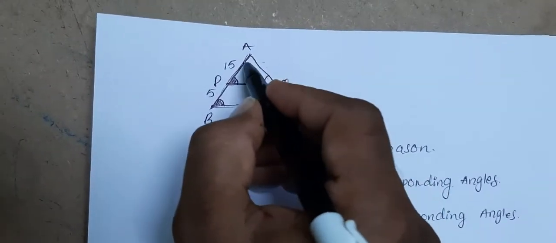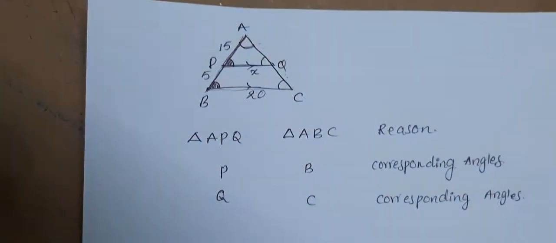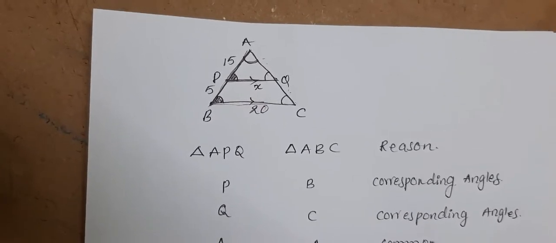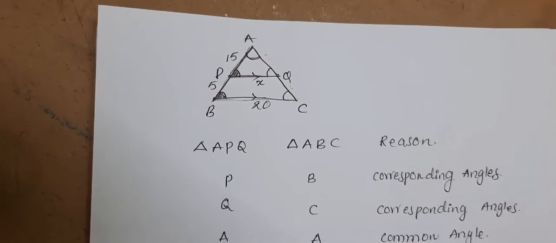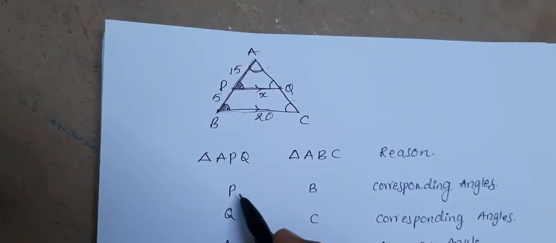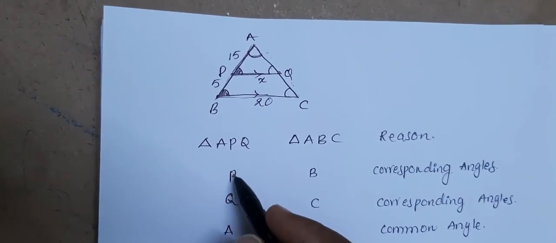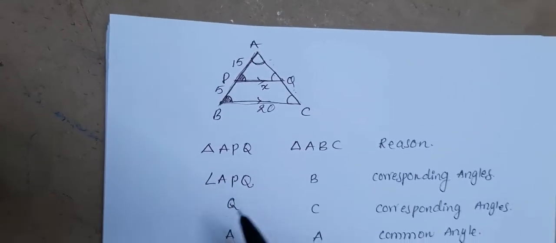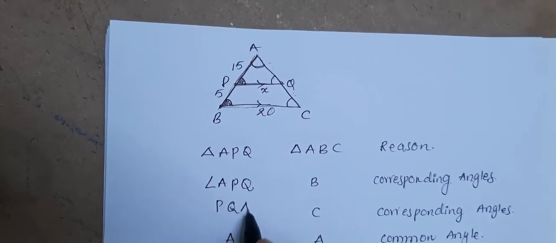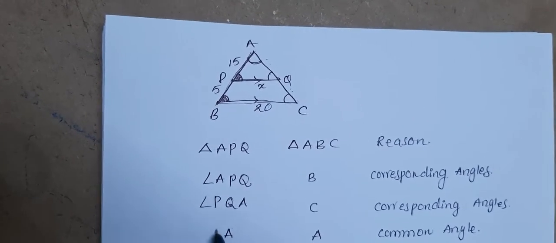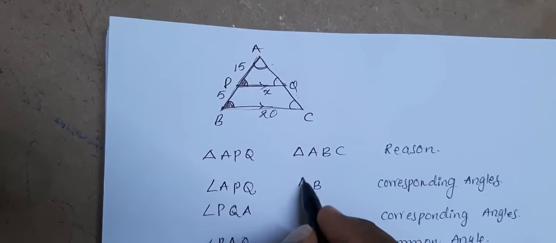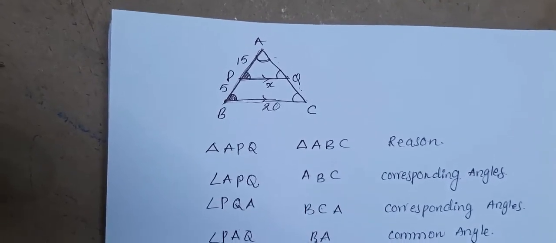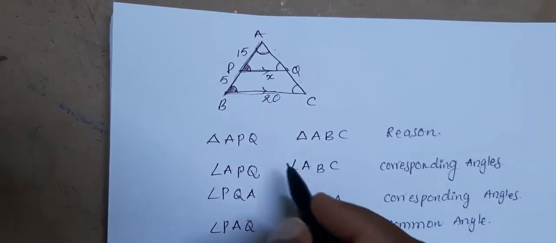Then next, angle A equals angle A because it is a common angle, right? We must write three letters for any angle. As I said in the previous class, P is completed, remaining is QA, or AQ, both are equal. Then this is PA, this is PQ. So next AC, these two, and BA, and BC. That's it, these are equal.